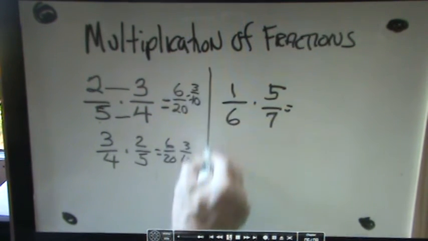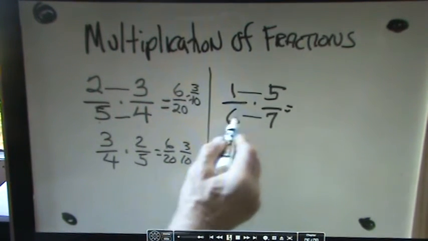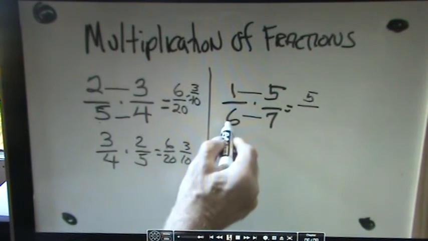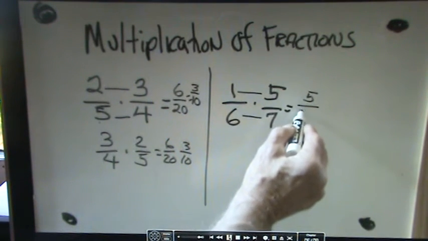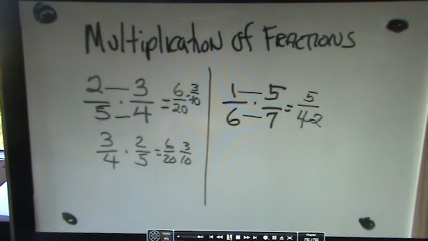But let's take a look at our second problem. We know we just multiply and multiply. 1 times 5 is 5. 6 times 7 is 42. That is a proper fraction, and it is in its lowest name, so that's the answer. That's basically it. It's very, very simple multiplying fractions like that. Well, let's take a look at another few problems that are a little different than this.